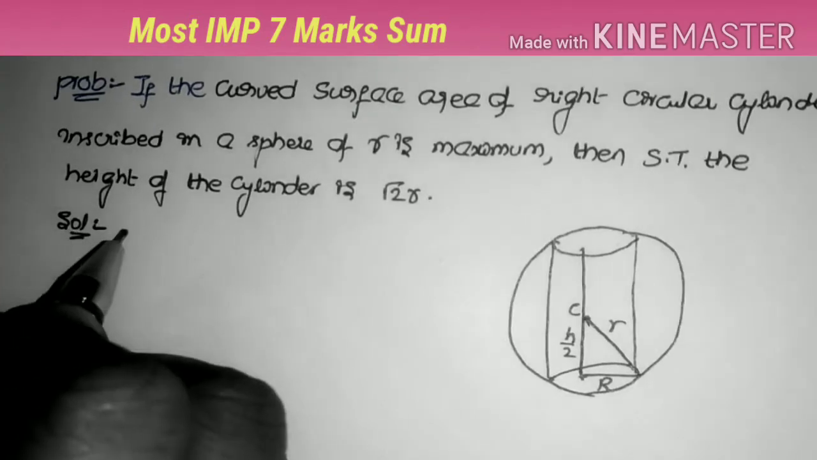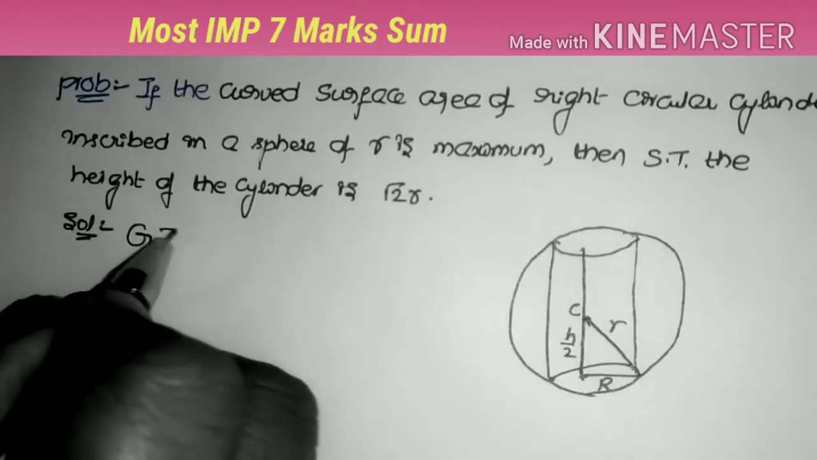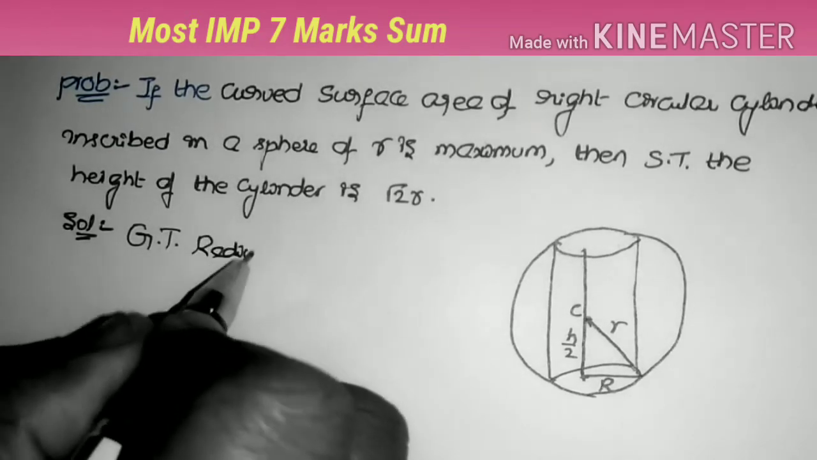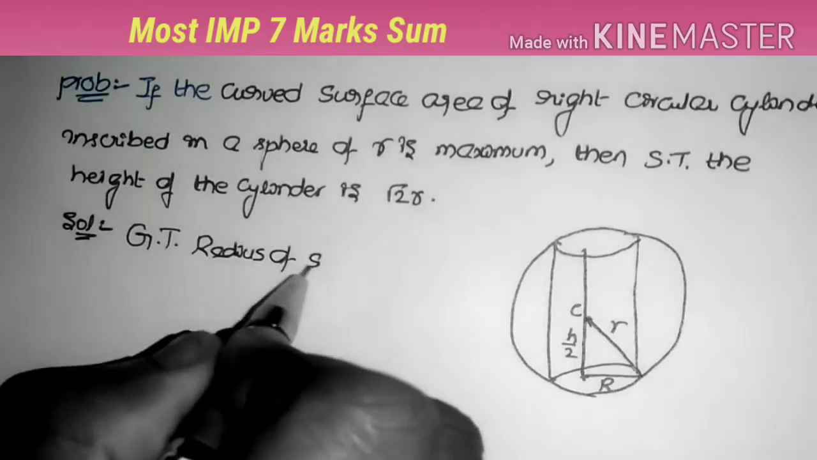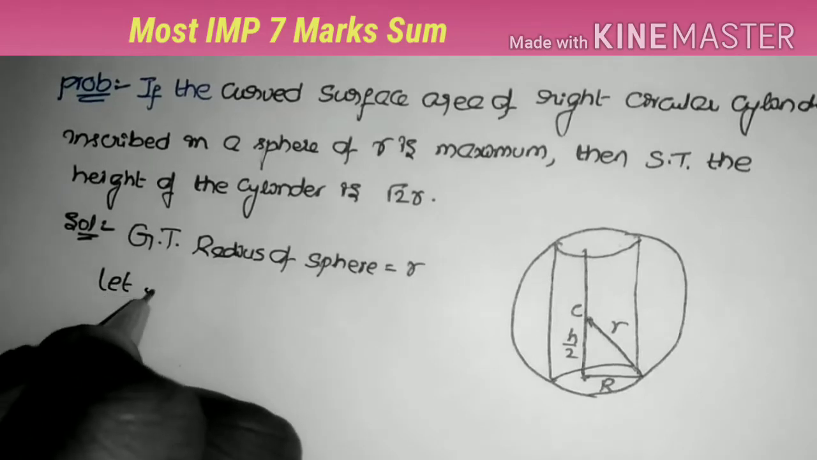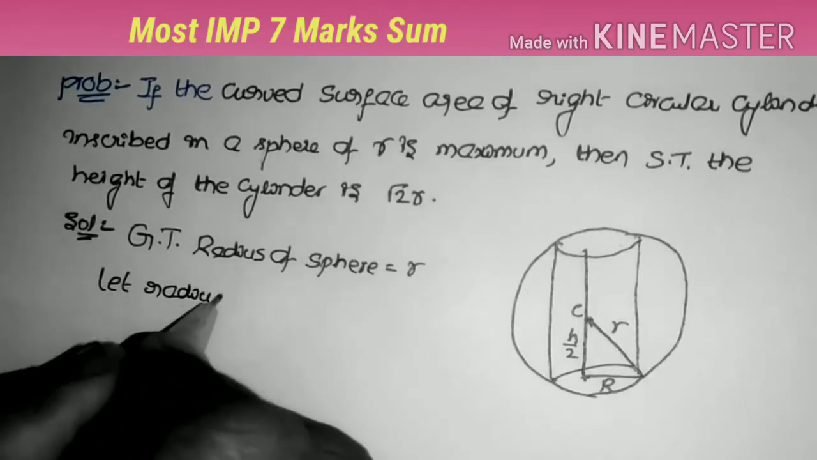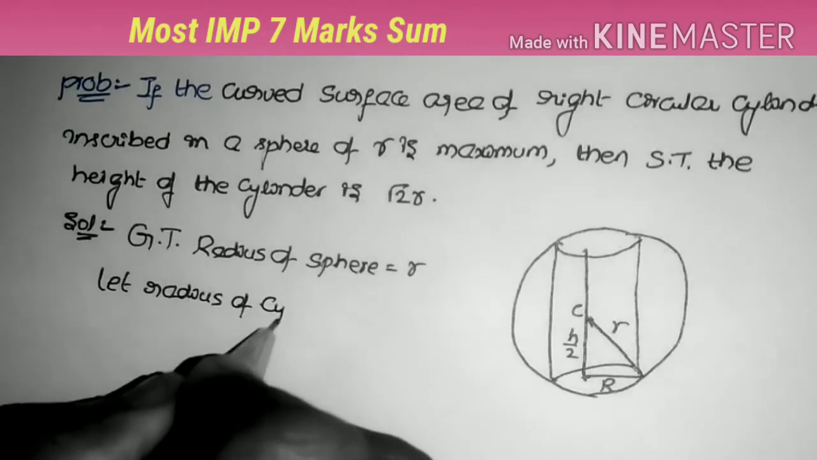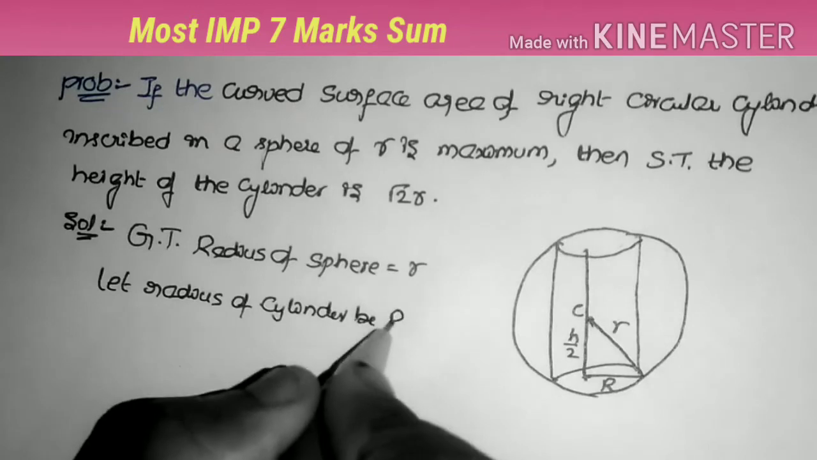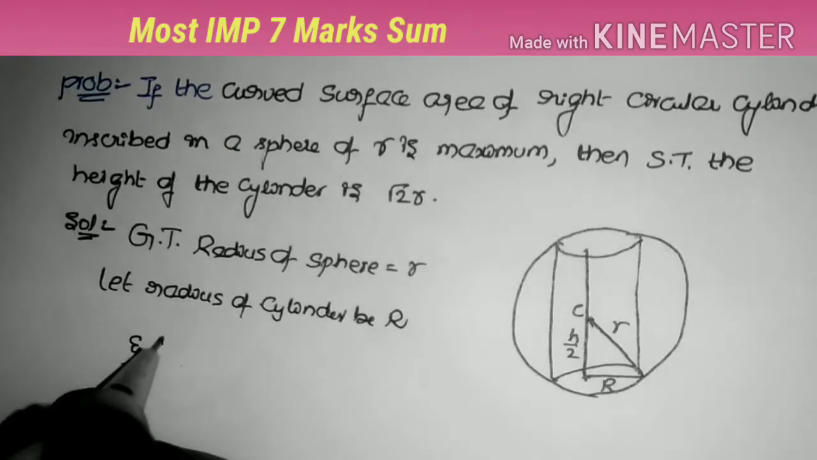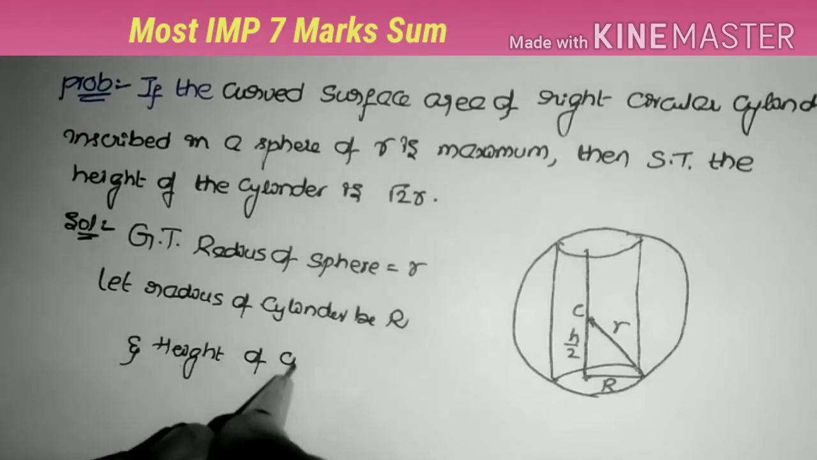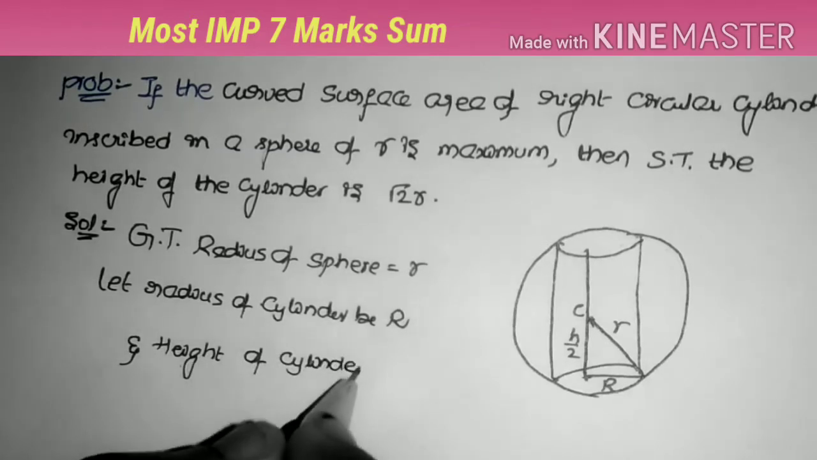Now I write the given data first. Only one value is given, that is, the radius of the sphere is equal to small r. Let the radius of the cylinder be capital R and the height of the cylinder be small h.